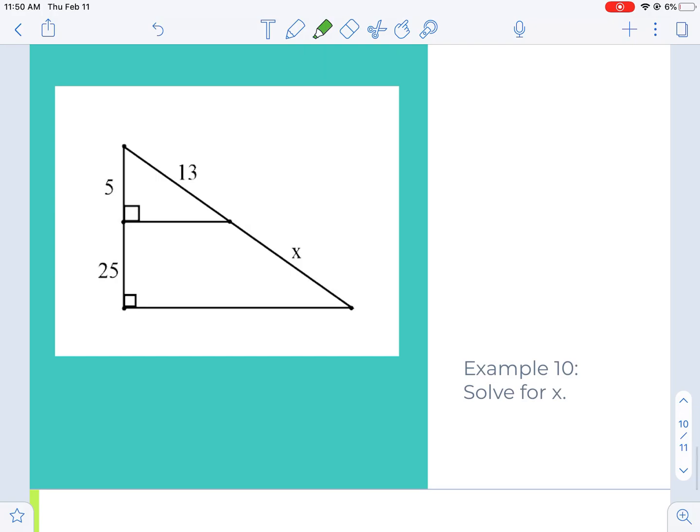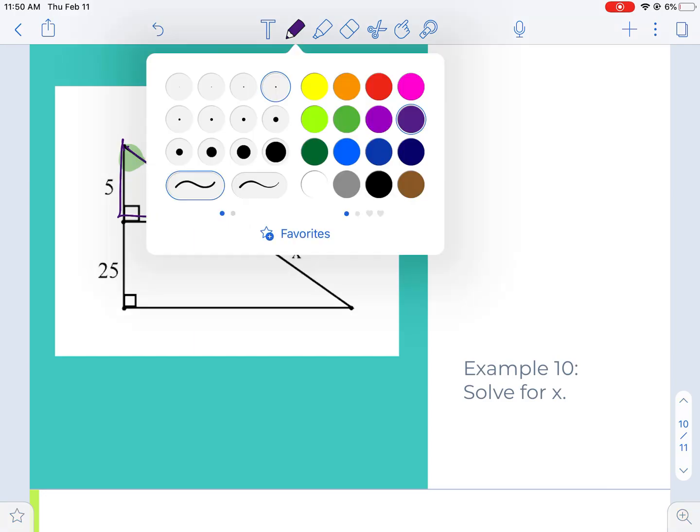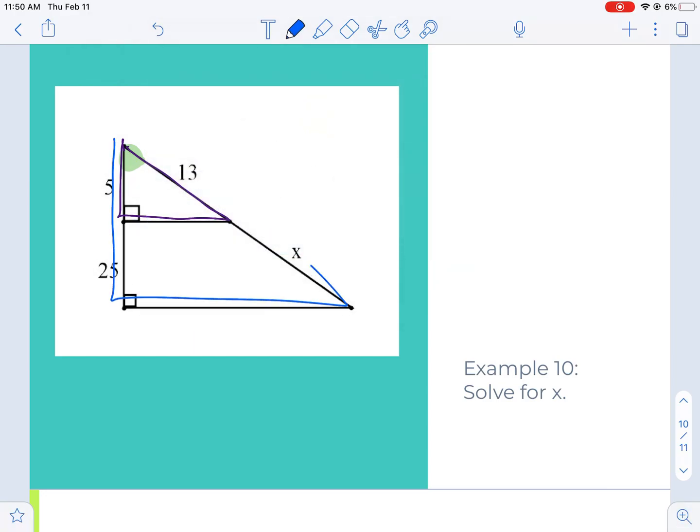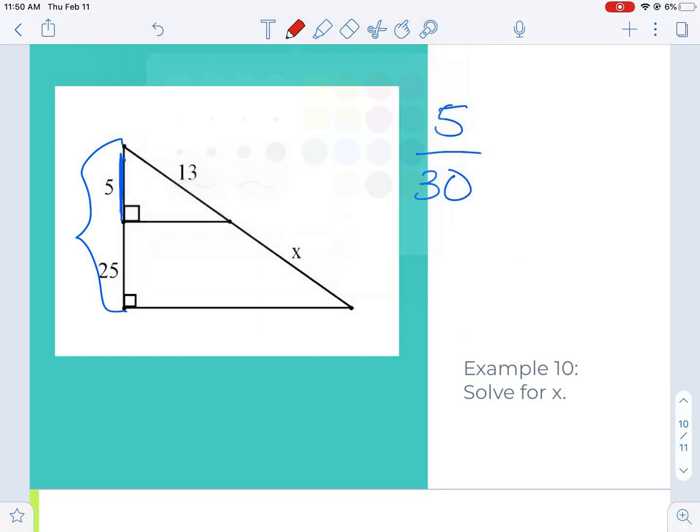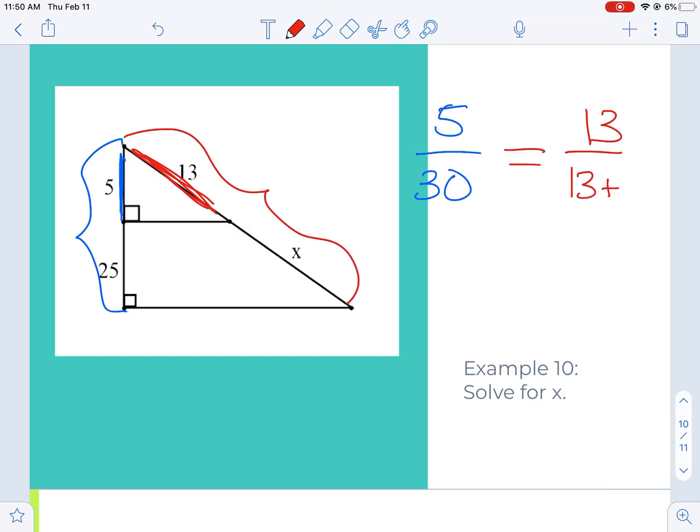On my last example, because I've got that right triangle and then they both have this green angle, I know that this small purple triangle is going to be the same as, or similar to, this larger blue triangle. So 5 will correspond to 30 in the same way that 13 corresponds to 13 plus x, and I'm going to find my cross products here.